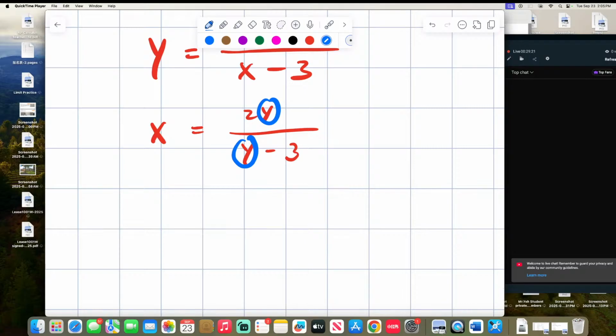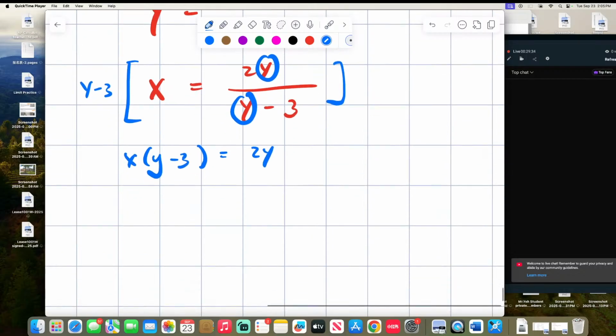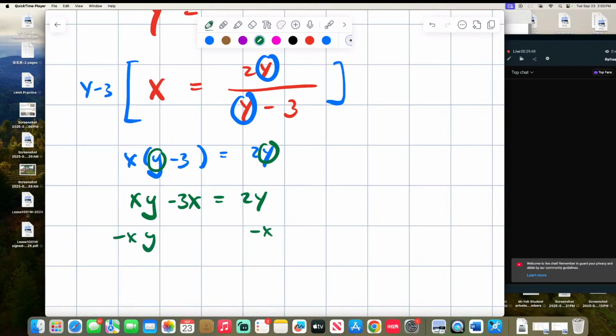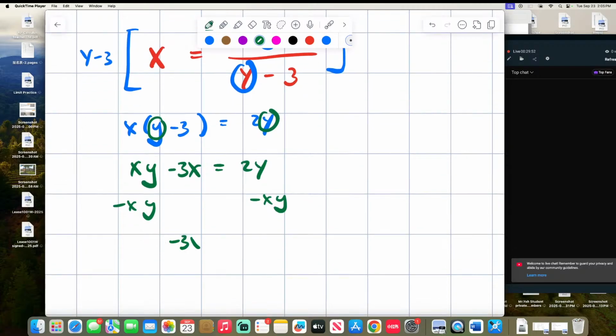And so then we get rid of the fraction by multiplying both sides by Y minus 3. So it becomes X times (Y minus 3) is equal to 2Y. Is that okay? Now the Y is still inside here. Do you see that the Y is inside the parentheses? So I can distribute. Now I can move all the Y to the other side, so that's minus XY on both sides. So that's going to be minus 3x equal to 2y minus xy. Is that okay?